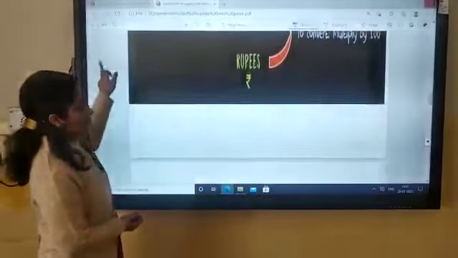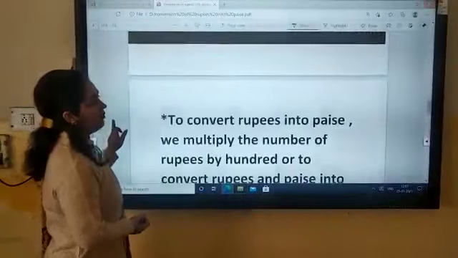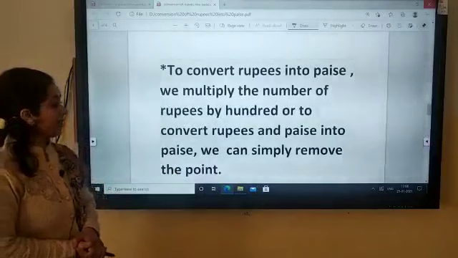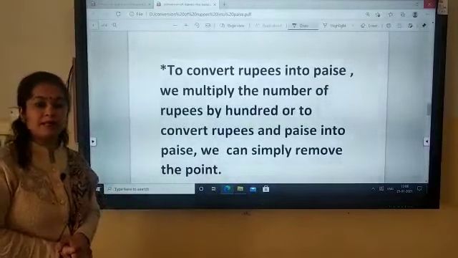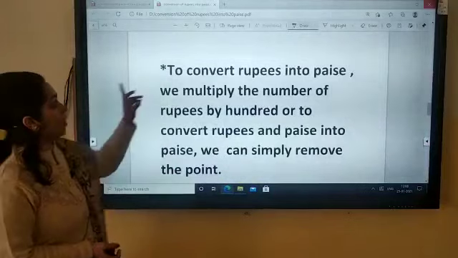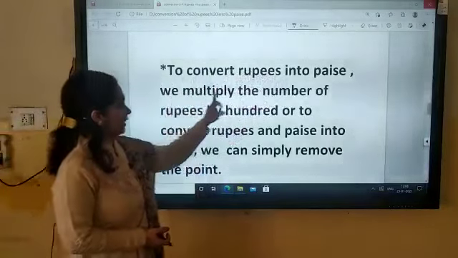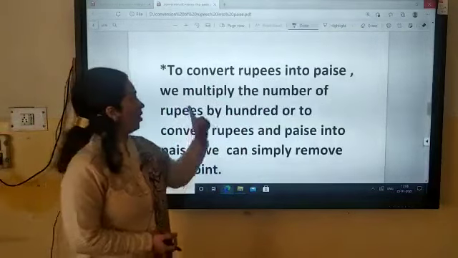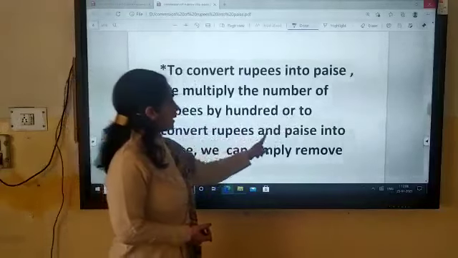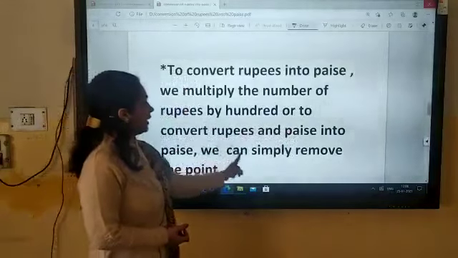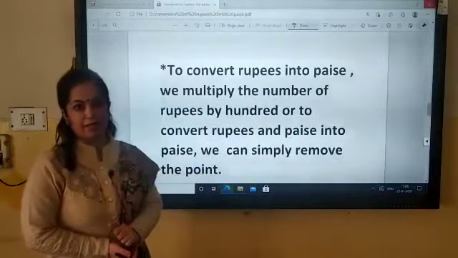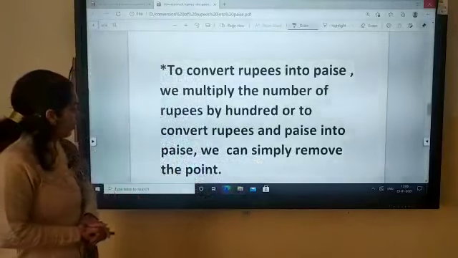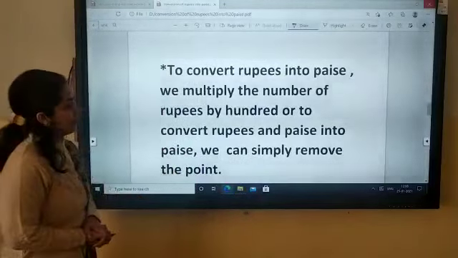And for this conversion, we have one more interesting method to convert rupees into paise. We have two methods. First, as I told you, to convert rupees into paise, we multiply the number of rupees by 100. Or to convert rupees and paise into paise, we can simply remove the point. Dear students, we will solve the given examples with both these methods.